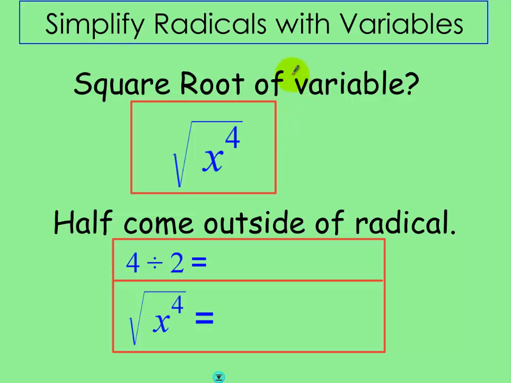So we know how to simplify, let's simplify radicals with variables this time. So how do you find the square root of a variable? Well, square root is like the second root, so all you have to do is half of the power. Half of these x's come outside. So you do 4 divided by 2, and that's going to be 2. So the square root of x to the 4th is going to be x squared. It's just going to be half the number because we're square rooting it.